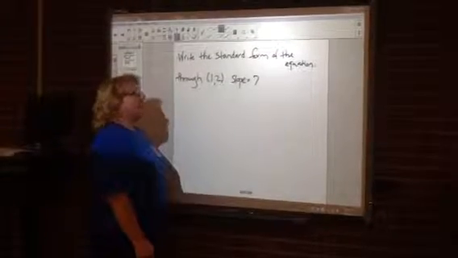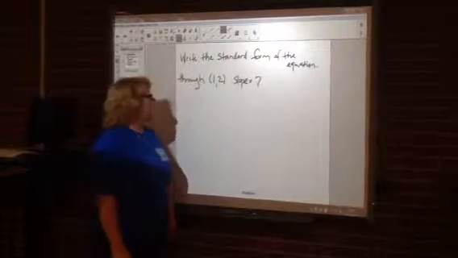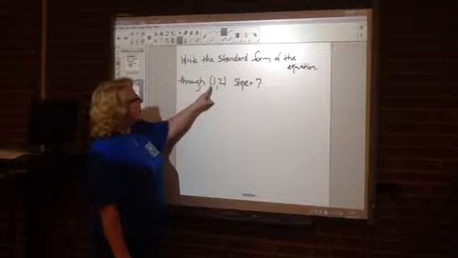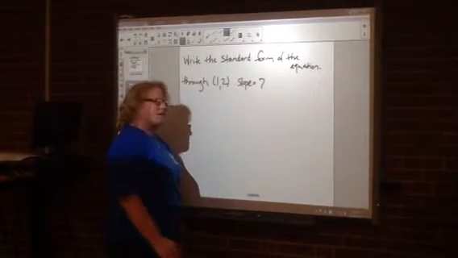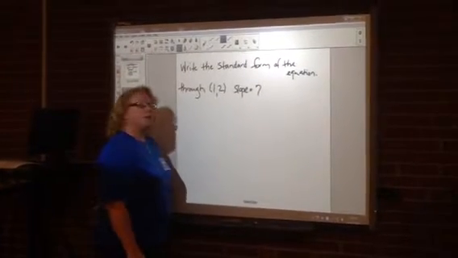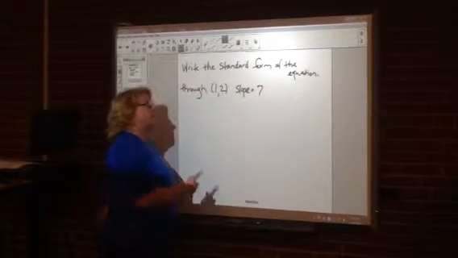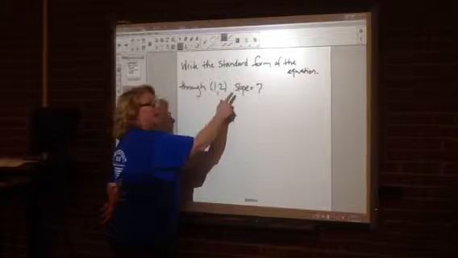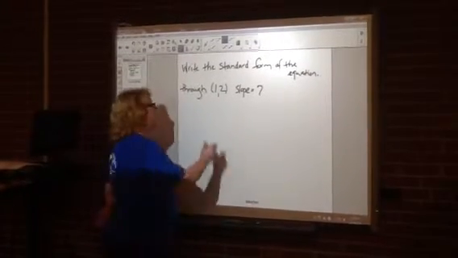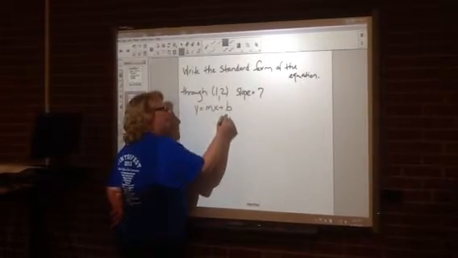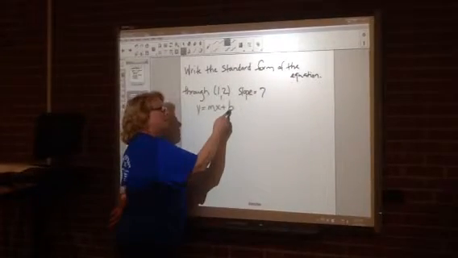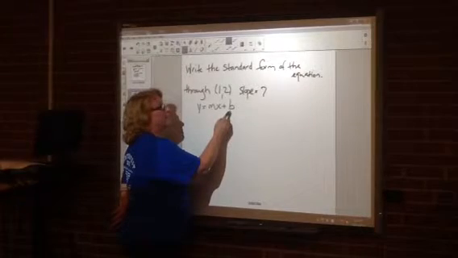You're asked to write the standard form of an equation, and you've been given a point and the slope. You're going to have to do a couple of steps. The first thing we need to do is use the information we have, the point and the slope, in y equals mx plus b, and solve for b. We need to find what the y-intercept is.